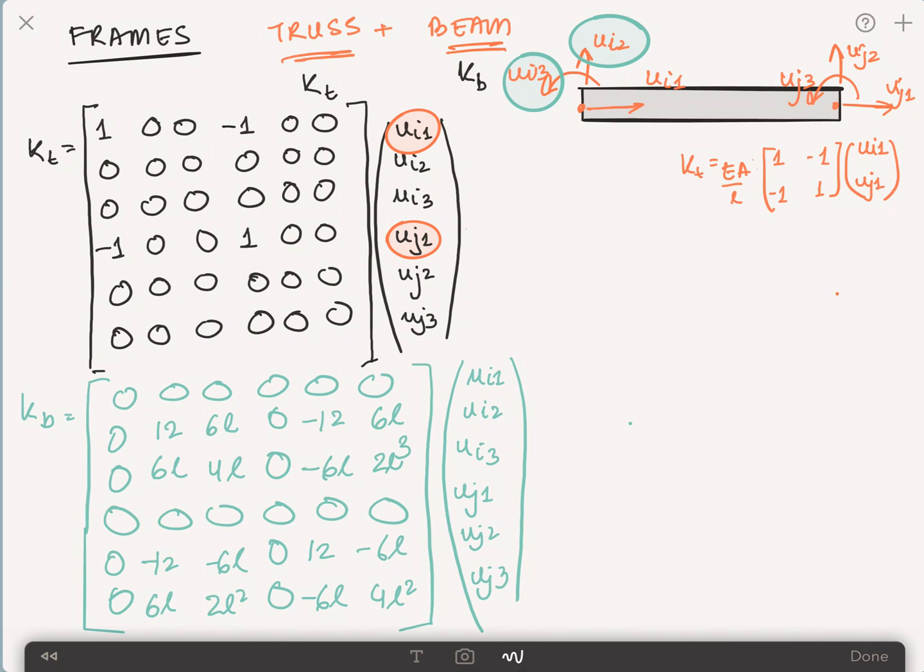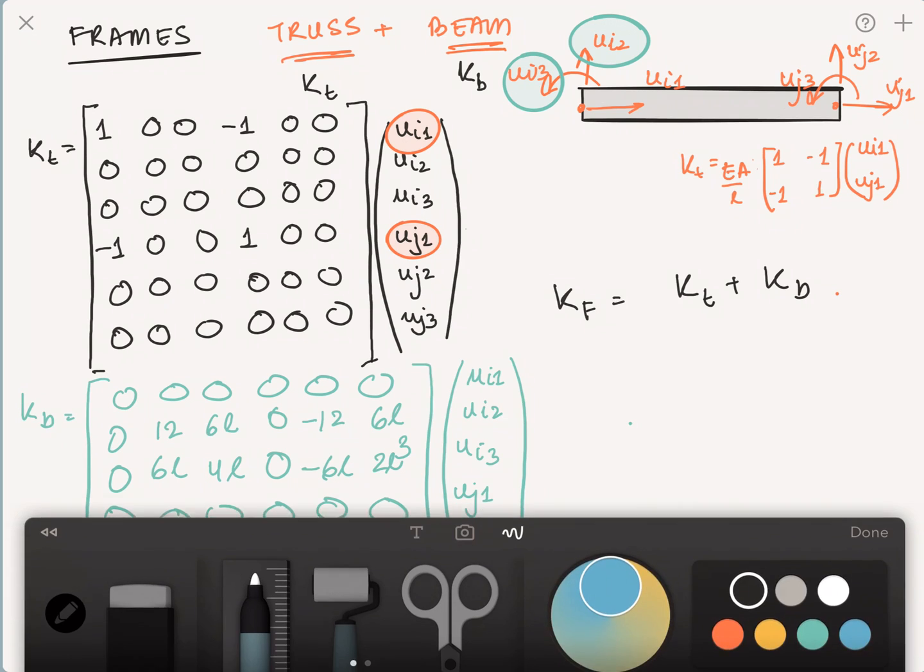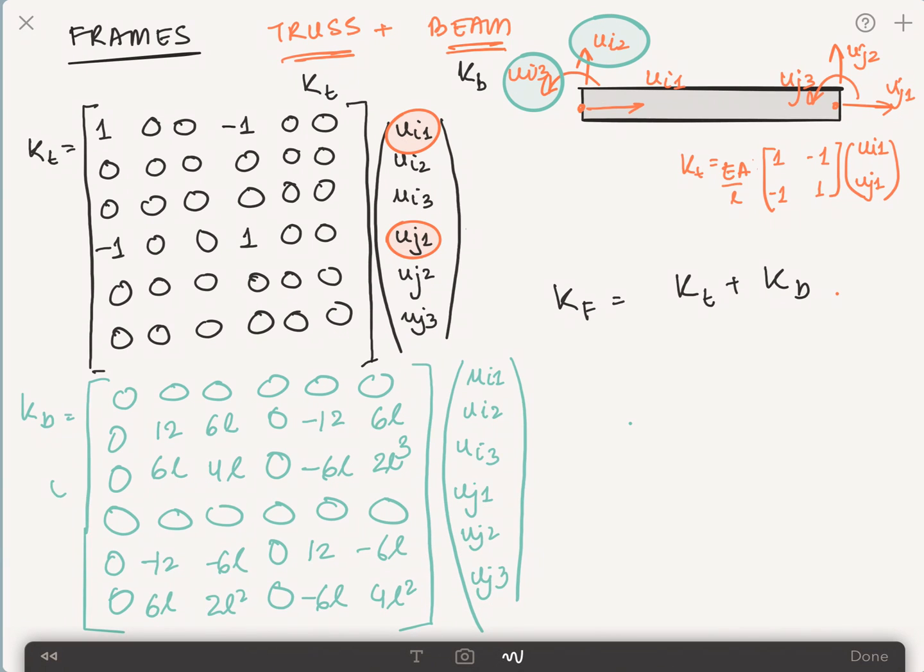Now if I basically want to find out what is the K of a frame, then I need to add the truss with the beam. Of course, there's an important term I forgot. EI by L cubed and EA by L needs to be multiplied here.